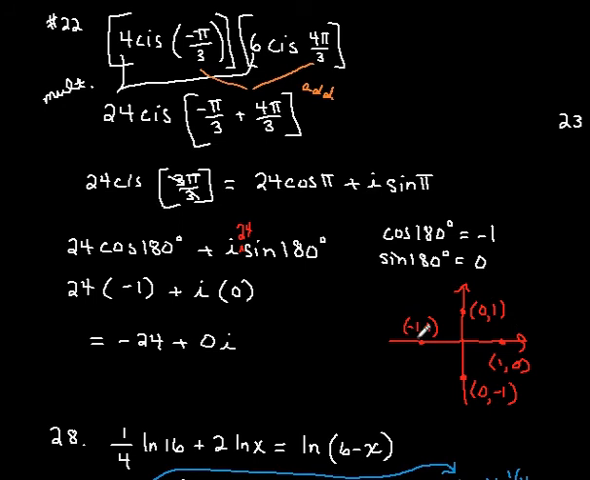So the cosine of 180, that would be the x-coordinate. So cosine of 180 is negative 1. The sine of 180 would be the y-coordinate, which would be 0. So it would be i times 0, this is actually 24 times 0. And your answer, written in complex form, would be negative 24, the real part, plus the imaginary part. So hopefully that made sense.